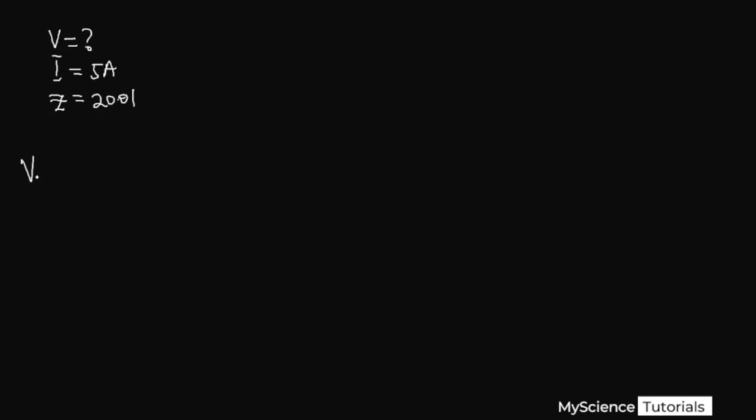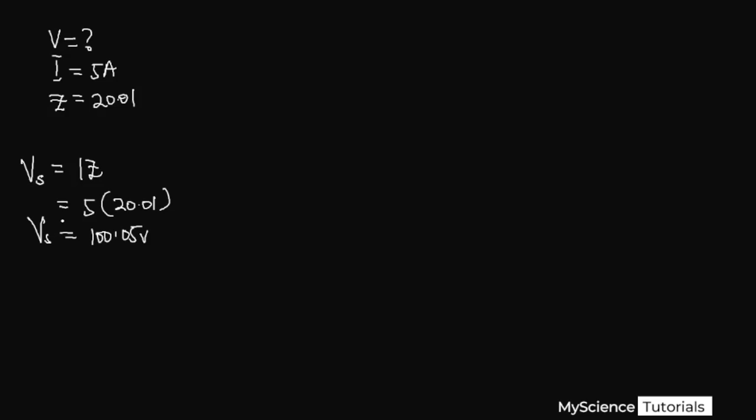So the voltage supply, let me use VS as voltage supply, is equal to IZ, current multiplied by the impedance. So this is equal to 5 multiplied by 20.01. So this will give me a total voltage supply of 100.05 volts as my voltage supply. Okay, so now that I have my voltage supply, I can go ahead and find my V1 and V2.